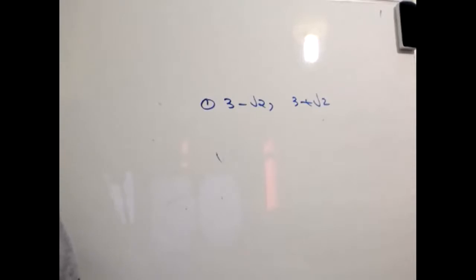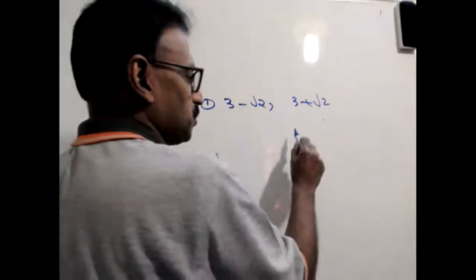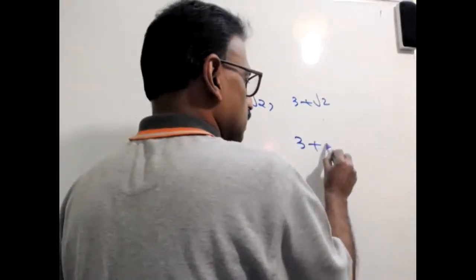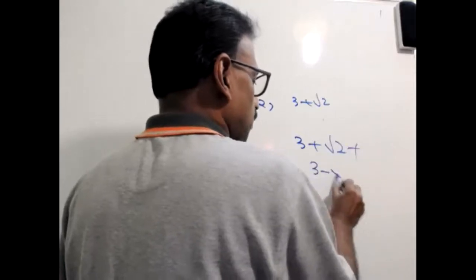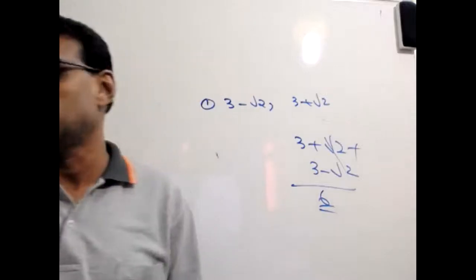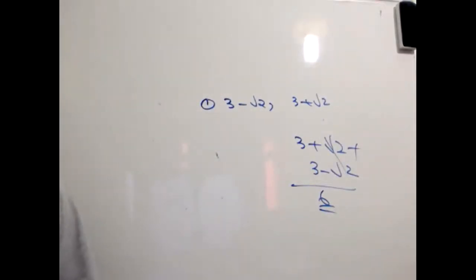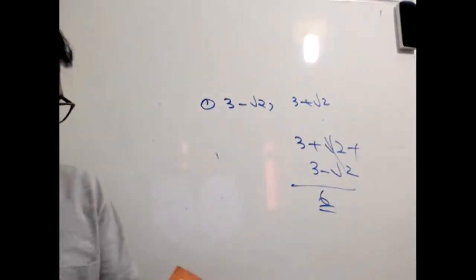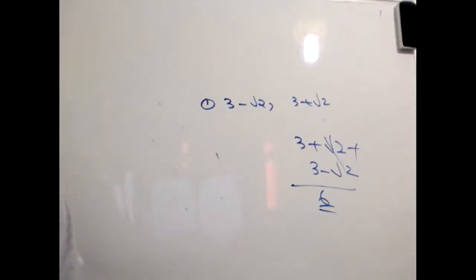Okay, listen here. 3 minus root 2 and 3 plus root 2, we add, what happened? 3 plus root 2 plus 3 minus root 2, the roots cancel. Answer: 6. 6 is a rational number. Show the proof also. Come on. What is the question? The sum of two irrational numbers is a rational number.